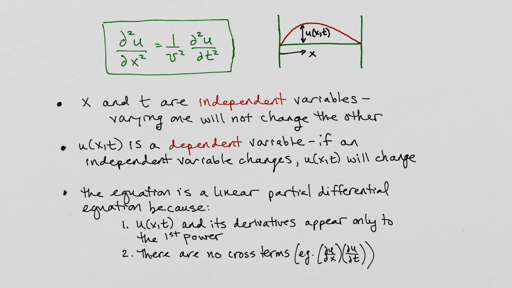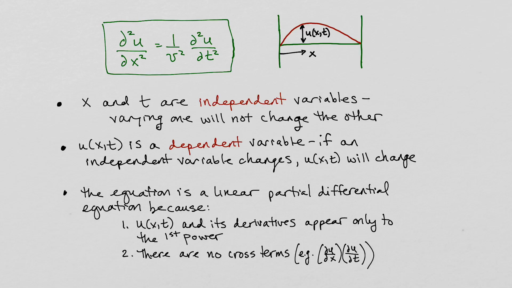So just looking at this more closely, we see that we have two independent variables, x and t. That means that varying one of those is not going to change the other. The u is dependent on x and t. We call that a dependent variable. So if x or t change, then that's going to change our value for u, for that displacement.